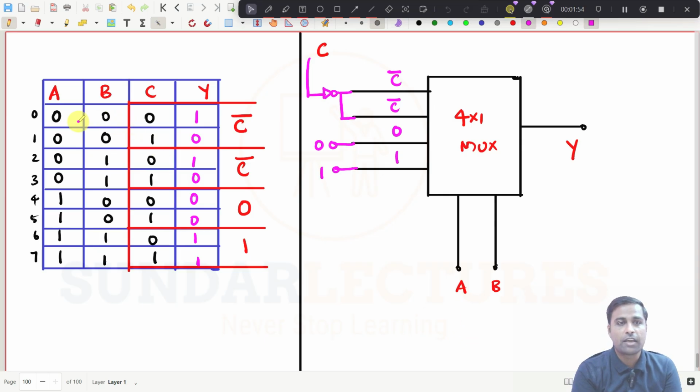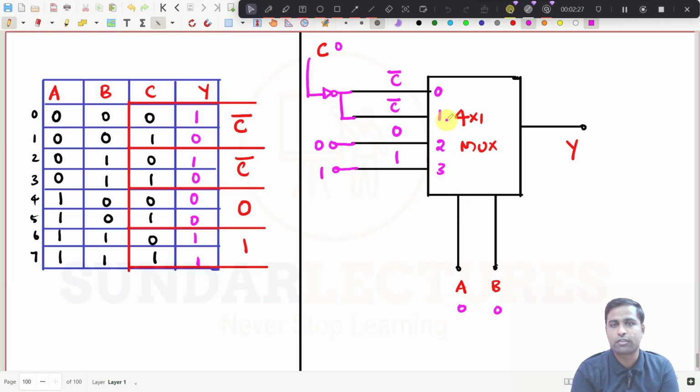For example, if I give 0, 0, 0, then 0, 0 can be given here, and this is now 0. What happens now? There is a selector switch inside this one. The selector switch will select this one, right? This is 0, this is 1, this is 2, and this is 3. If I give 0, 0, it will select 0. If I give 0, 1, it selects 1. If I give 1, 0, it selects 2. If I give 1, 1, it selects 3. That is the idea, right?